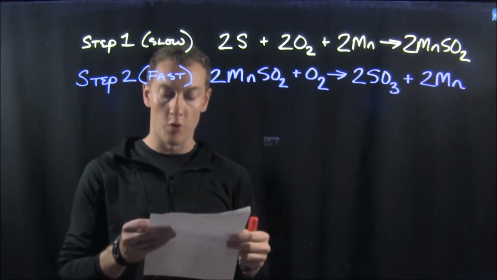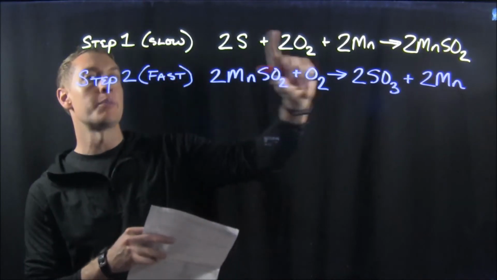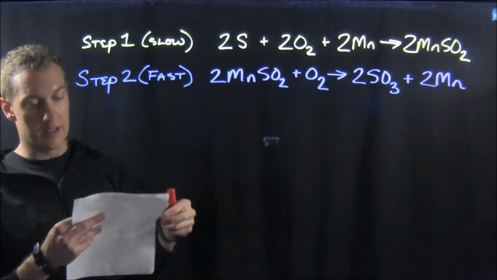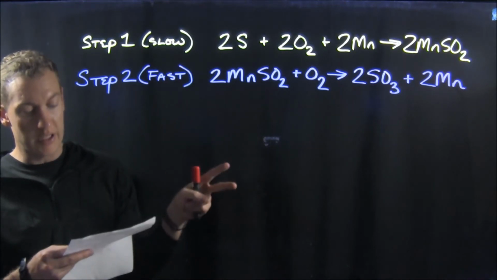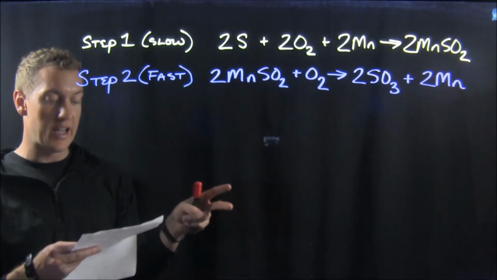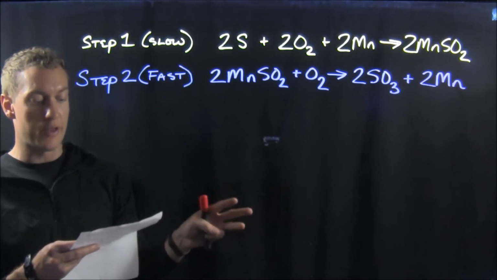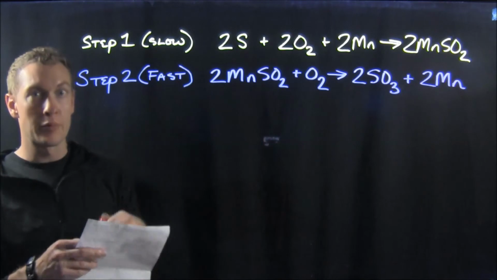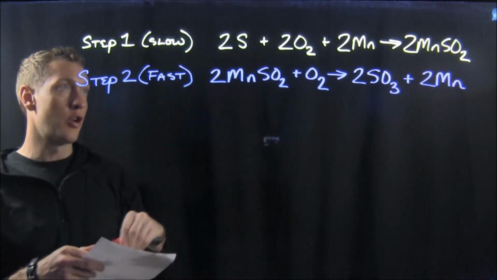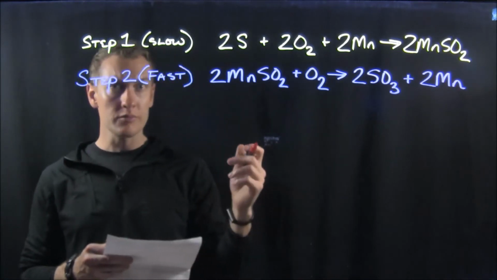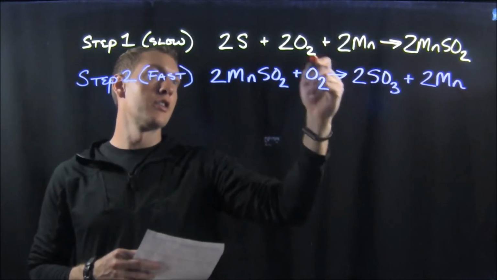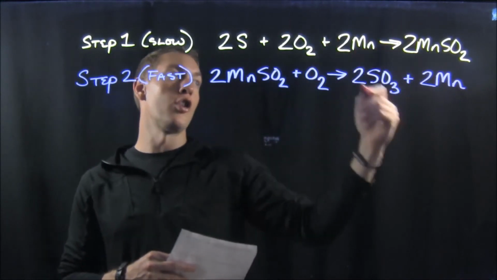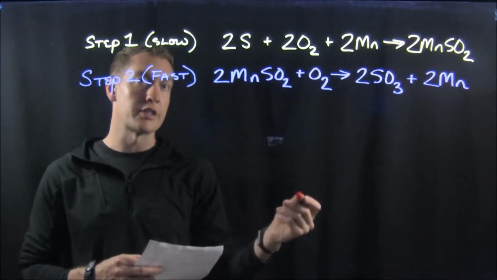In question number 1, it gives us a reaction mechanism here, and it wants to know A, what's the overall reaction, B, identify any intermediates and catalysts, and C, identify the rate determining step. So first we'll come up with the overall reaction. And so, we could just combine all of the reactants and all of the products and then cancel things out.